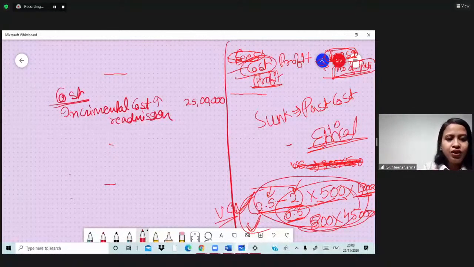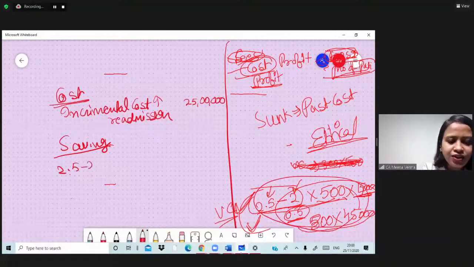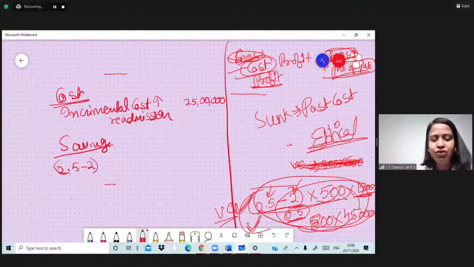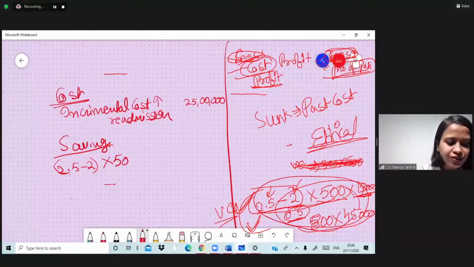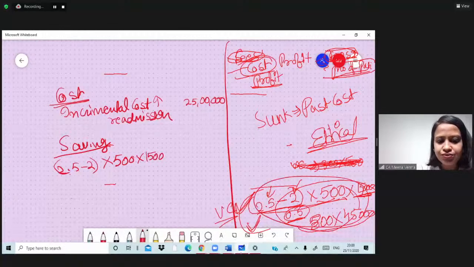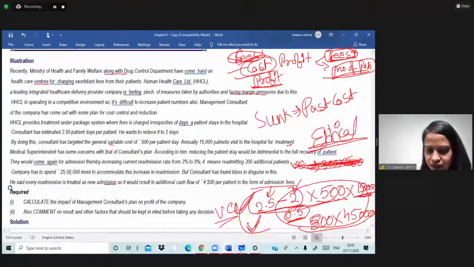Then let us consider the saving. The company is saving 0.5 days. They are reducing the package from 2.5 days to 2 days, so they are saving the variable cost of 500 from 15,000 patients. This is the saving. And one more saving the company is having here.